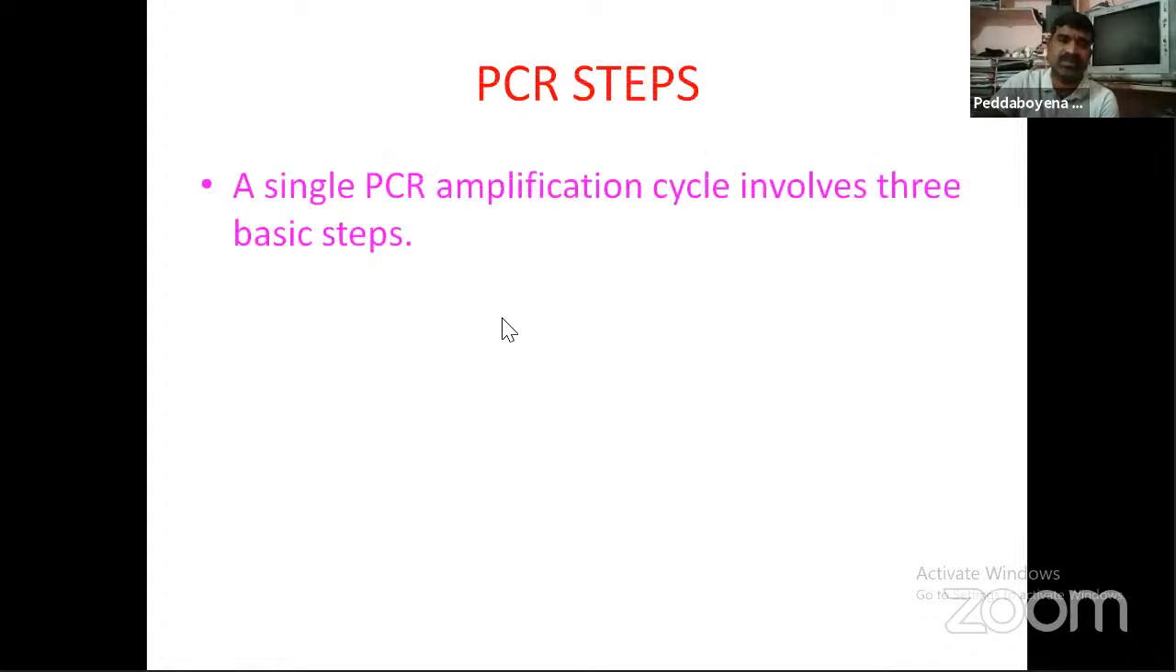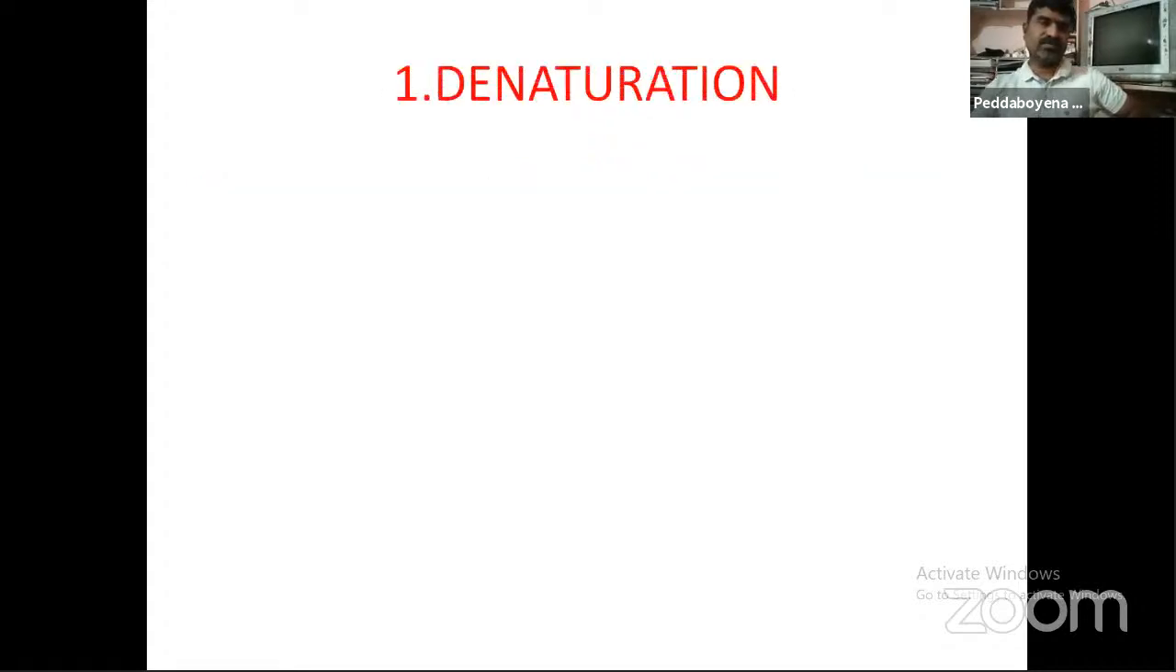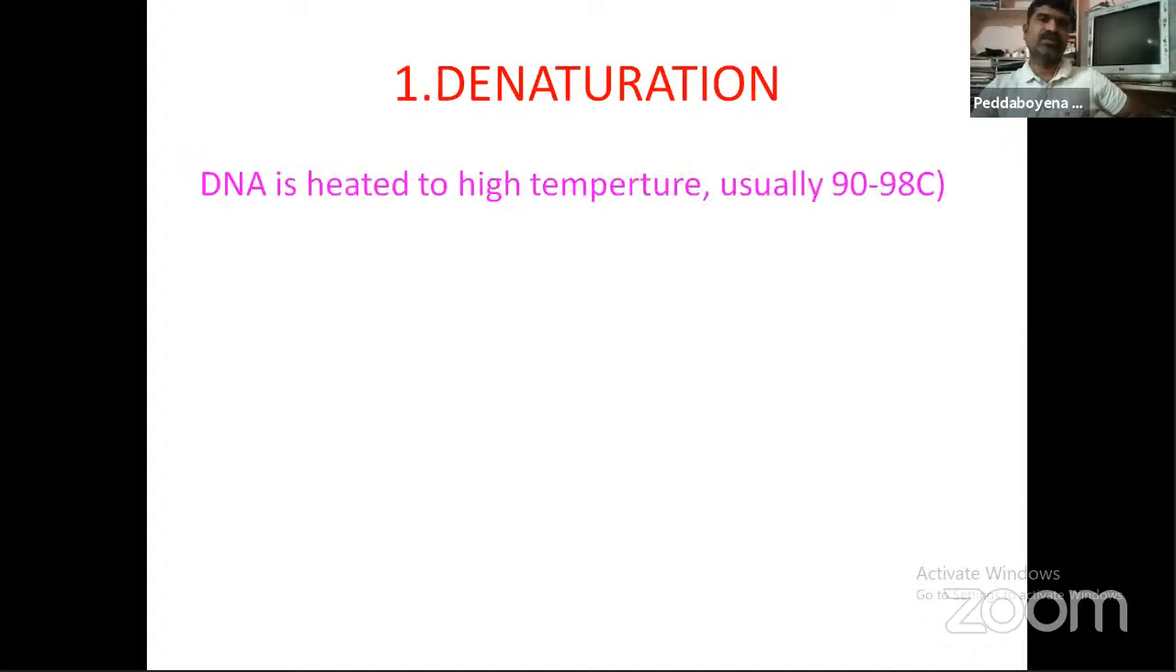So PCR steps we already discussed. A single PCR amplification cycle involves three basic steps: denaturation, annealing, and extension. The first one is denaturation. We already know denaturation is when the DNA is heated to a high temperature, usually 90 to 98 degrees centigrade, or 95 degrees centigrade. In denaturation the DNA templates are separated. So that process is called denaturation.